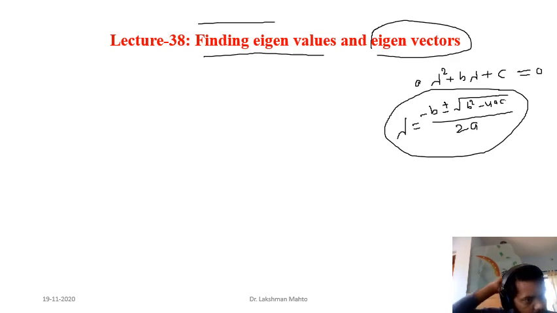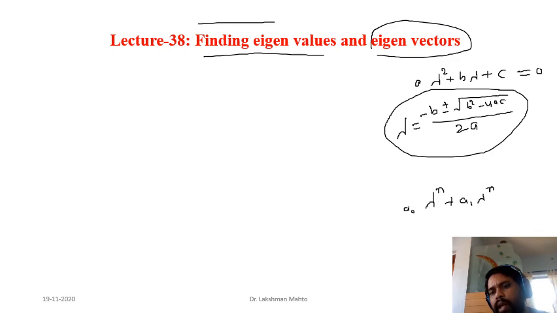And a few more techniques I will also talk about in general. Suppose you have a polynomial of degree n. A general polynomial you will denote this way: a0 into lambda to the power n, plus a1 into lambda to the power n minus 1, and likewise you keep on going up to the last term, which would be the constant term, a n. Okay, so this one is the polynomial equation.